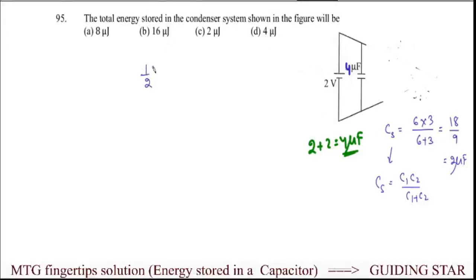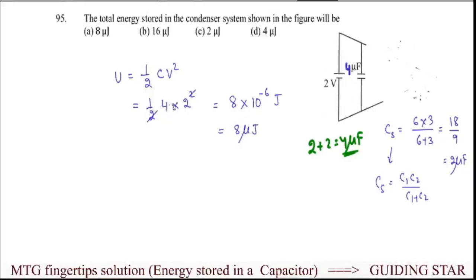Energy stored will be half C V square. So half into capacitance is 4, and potential difference is 2 volts, so 2 square. Clear? So the 1 2 and 1 2 get cancelled out. It will be 8. Here the capacitance is 4 microfarad, so we have to write 10 to the minus 6 farad. So 10 to the minus 6 will remain as it is. Finally we'll get 8 into 10 to the minus 6 joule, or that can be written as 8 microjoule.